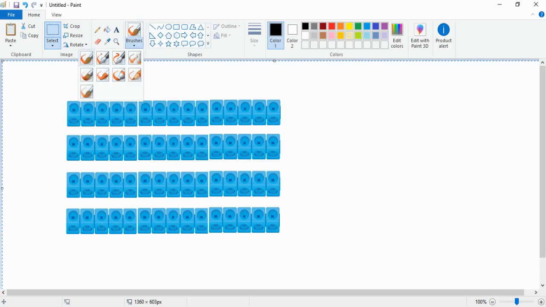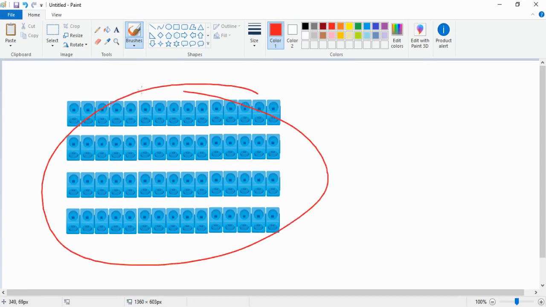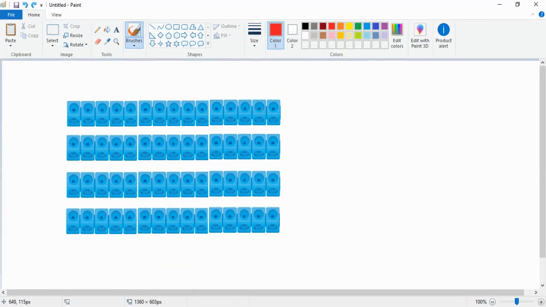Distributive property of multiplication, one of the lessons from Unit 6. We've got counting cubes here arranged as an array. So we have our rows here, 1, 2, 3, 4 rows. And we've got our columns, there's 15 altogether. There's 1, 2, 3, 4, 5, 6, 7, 8, 9, 10, 11, 12, 13, 14, 15.